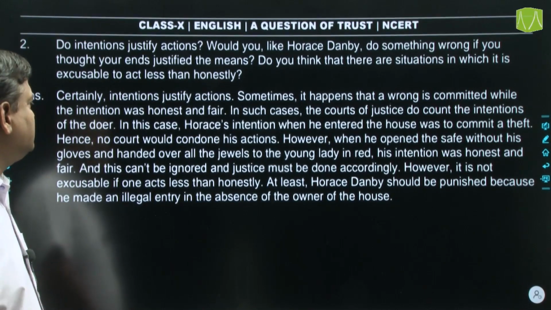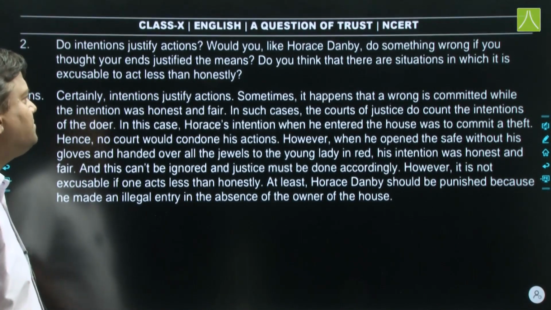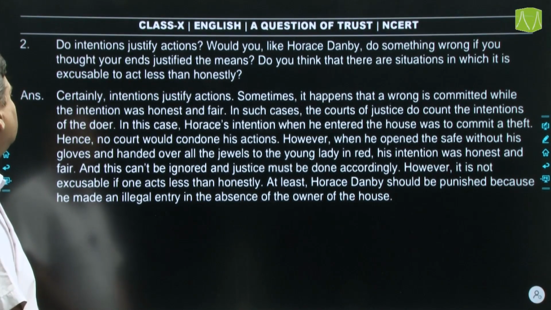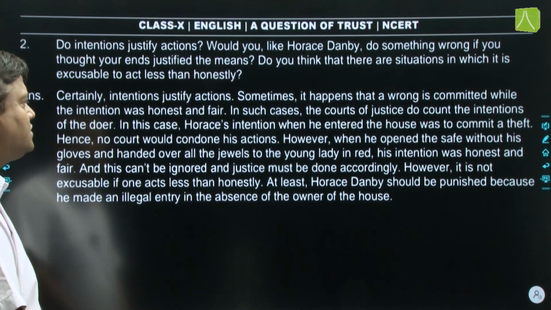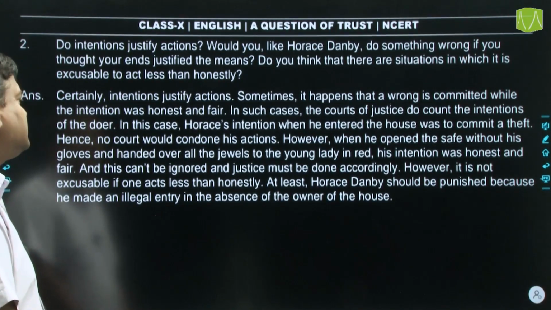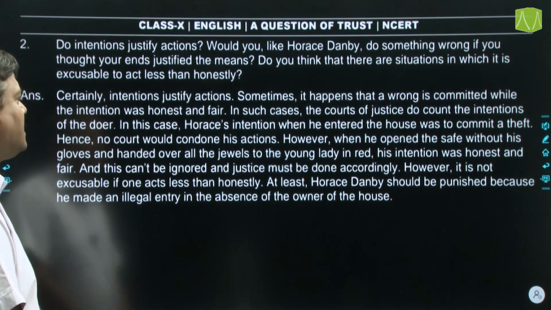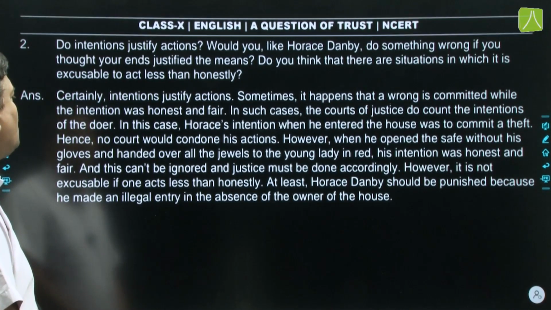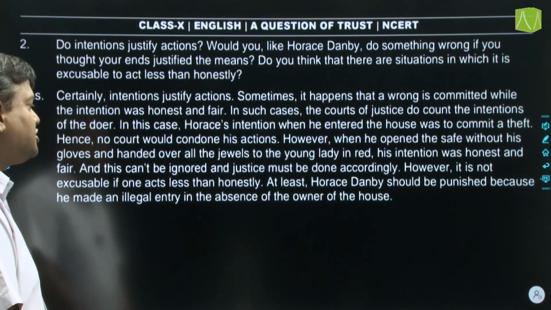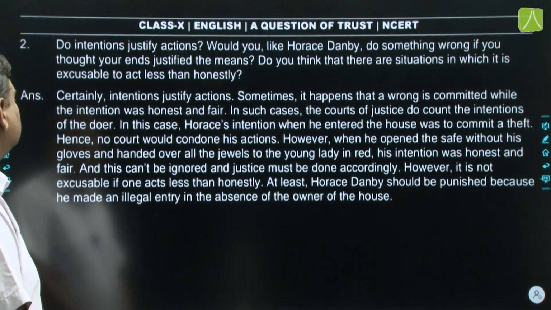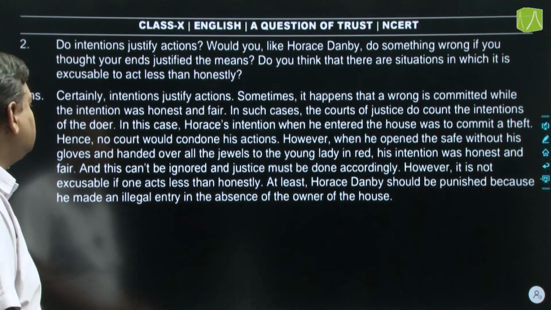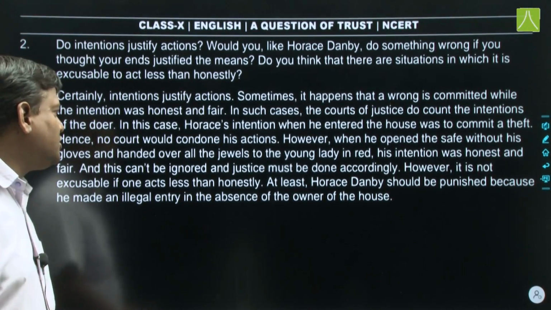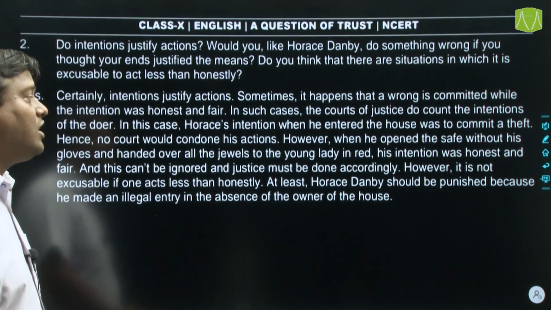So the answer is certainly intentions justify actions. Sometimes it happens that a wrong is committed while the intention was honest and fair. In such cases, the courts of justice do count the intentions of the doer. In this case, Horace's intention when he entered the house was to commit a theft. Hence, no court would condemn his actions. However, when he opened the safe without his gloves and handed over all the jewels to the young lady in red, his intention was honest and fair, and this can't be ignored and justice must be done accordingly.